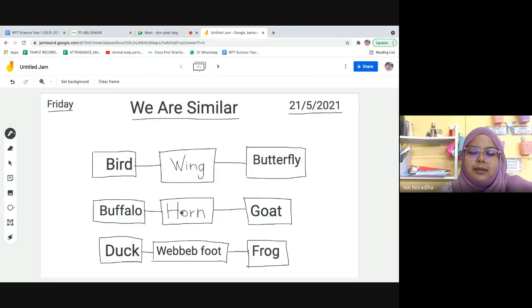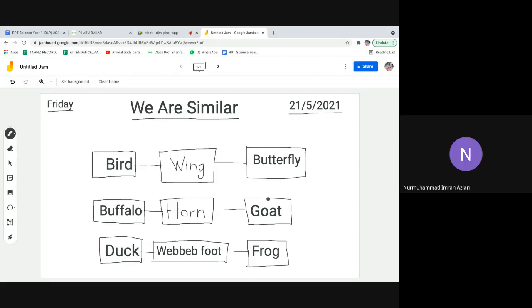All right. Second one, we have horn. So for horn, your friend gave me the example goat and also buffalo. These two animals are completely different animals, but they have one similar body part, which is their horn. So the function of their horn, why Allah subhanahu ta'ala has created horn for those animals, so that they can protect or defend themselves.